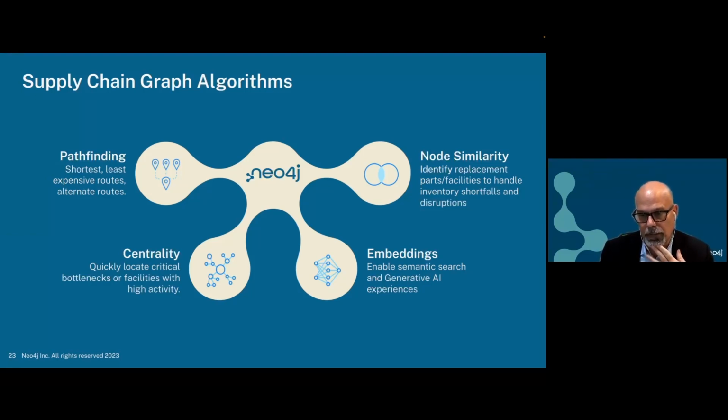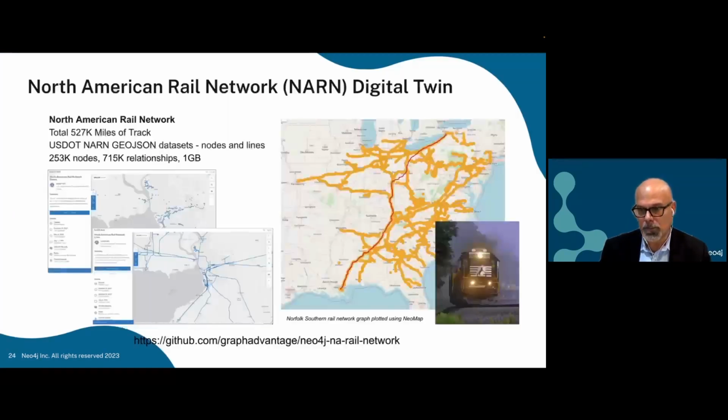And then finally, we provide the ability to embed pretty much any manner of data as a vector in the Neo4j database, which then allows you to do things like semantic search and power Gen AI type experiences. So I'm going to show a couple of demos as part of this. The first one that I'm going to show is just a simple demo on how our graph data science package functions.